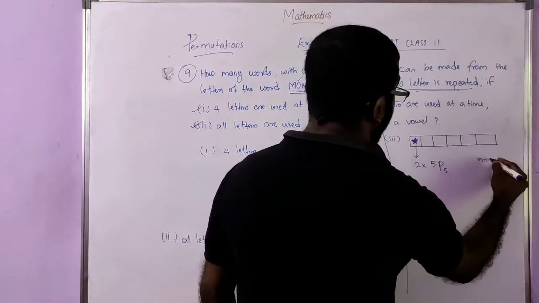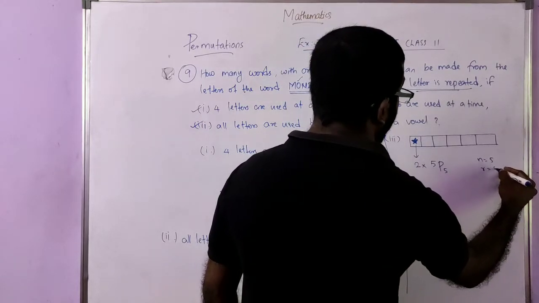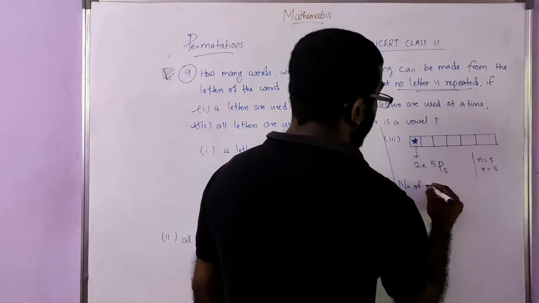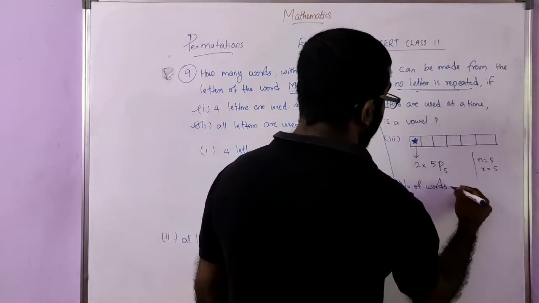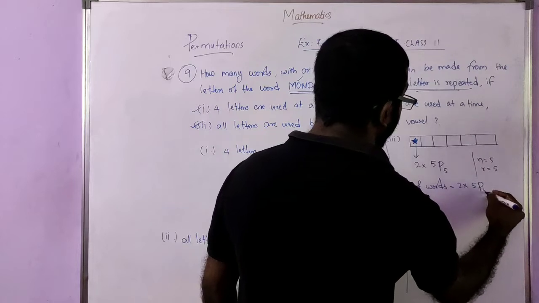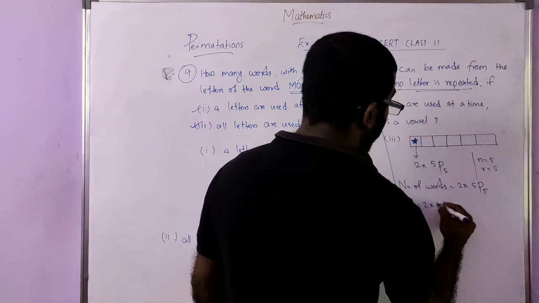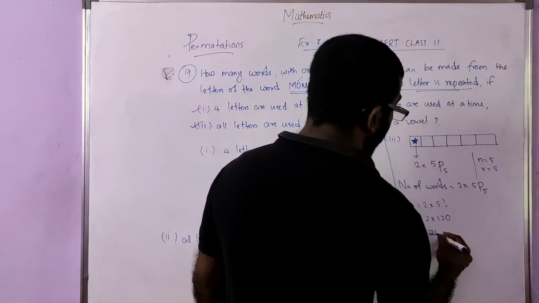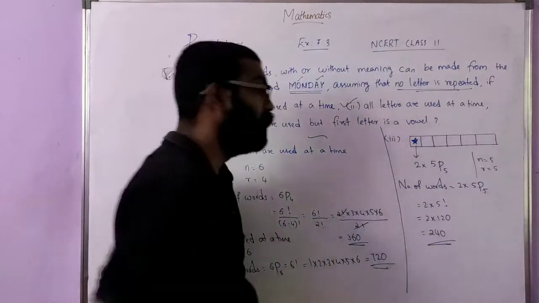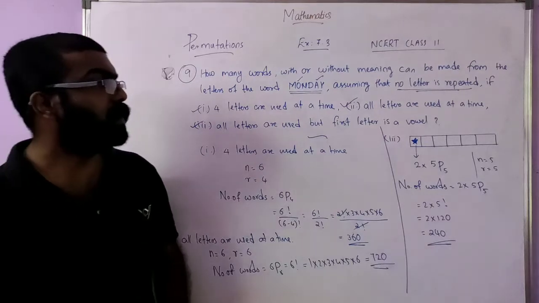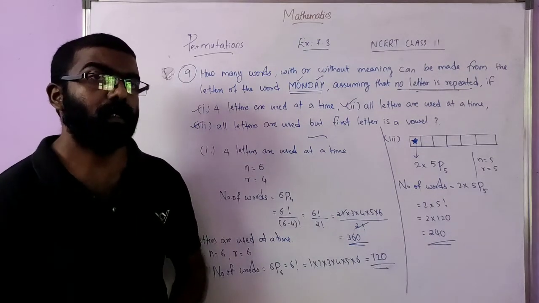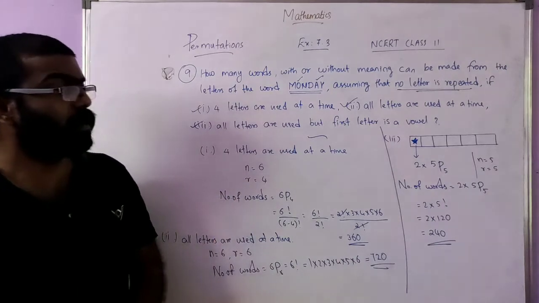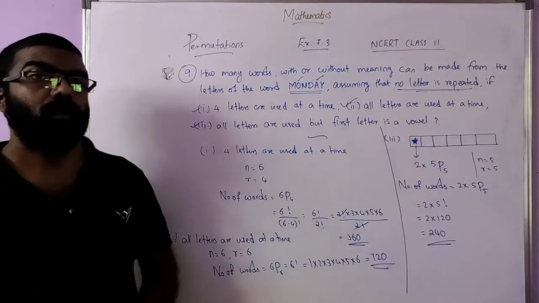That means 5P5, n equal to 5 and r equal to 5. So the number of words with or without meaning is equal to 2 into 5P5, that is 2 into 5 factorial, that is 2 into 120, it is equal to 240. So the number of words that can be formed in such a way that the first letter is a vowel is equal to 240. Understood?